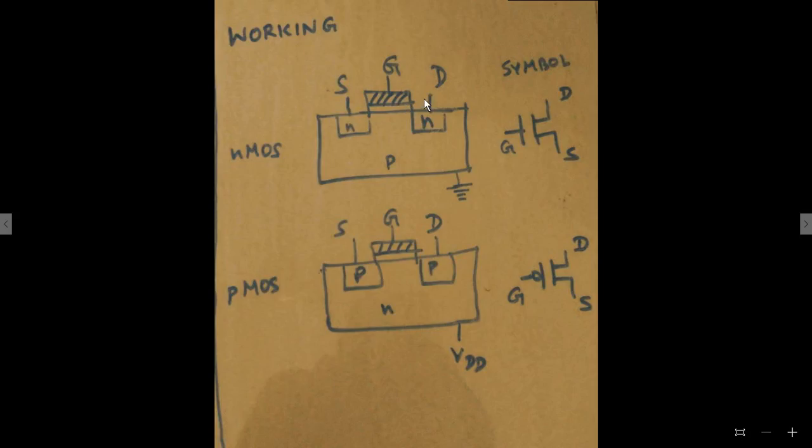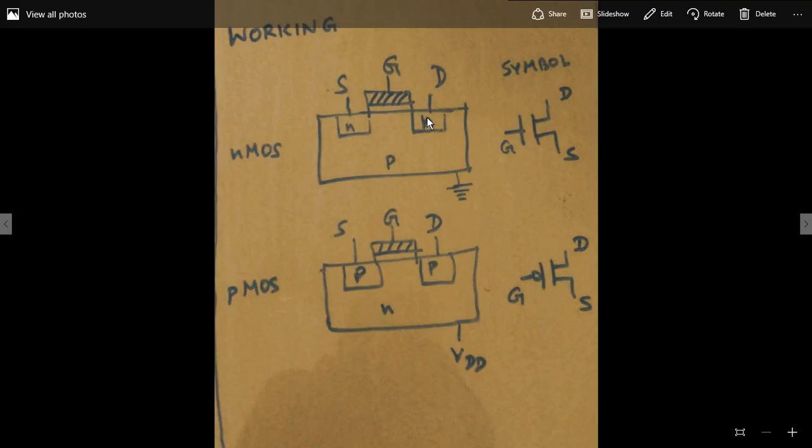So when gate voltage is 0, there is no conduction between source and drain because there are reverse bias source and drain junctions everywhere. When voltage is applied, because of the electric field, electrons are accumulated here, resulting in the formation of a channel between source and drain, which in turn results in conduction between source and drain terminals. So this is the working of N MOSFET.